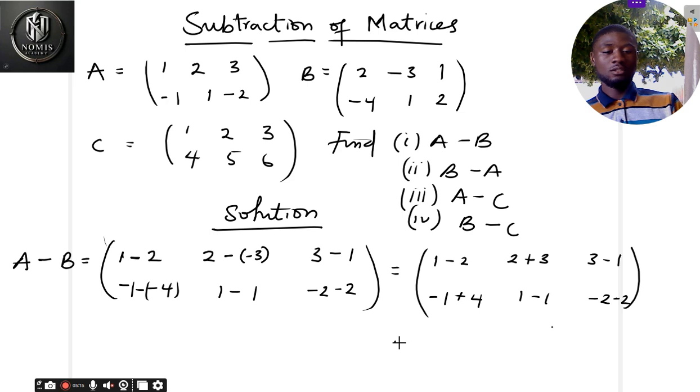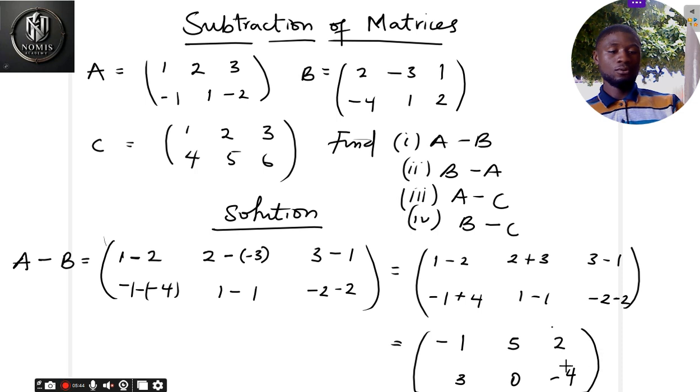So let's see what this gives us. 1 minus 2, that is minus 1, correct. 2 plus 3. Someone say, why are we adding again? It's not subtraction. Remember that we got this addition through minus multiplied by minus. So 2 plus 3, that gives us 5. 3 minus 1, that gives us 2. Minus 4 plus 1, that gives us 3. Minus 1 minus 1, that gives us 0. Minus 2 minus 2, that gives us minus 4. And this is what we have, A minus B.